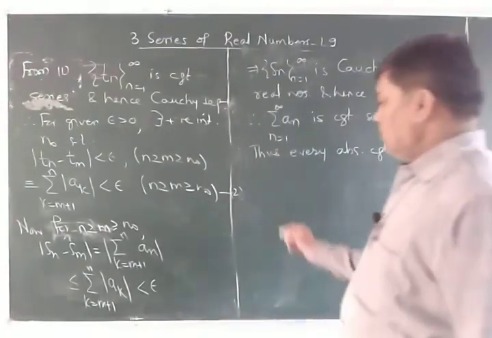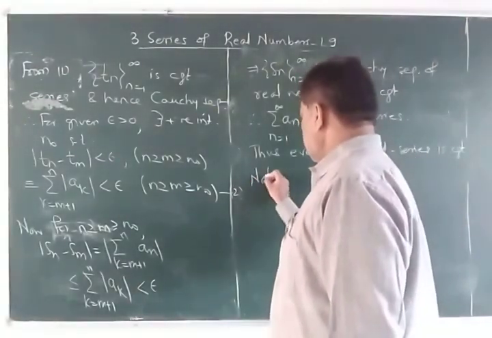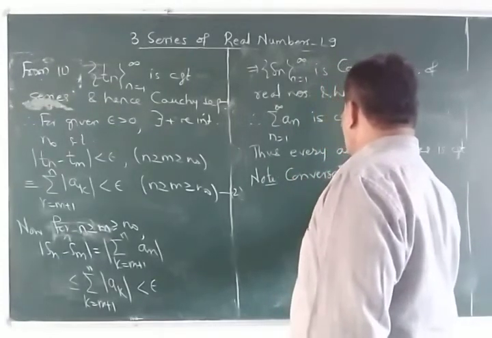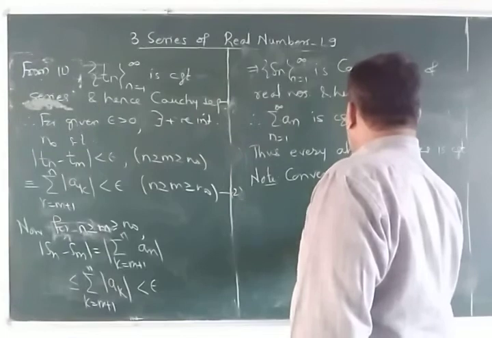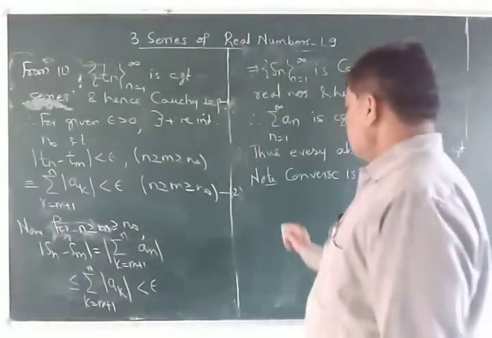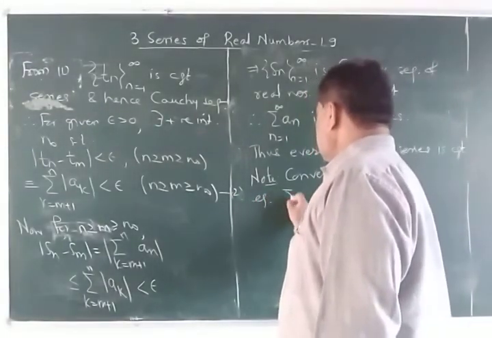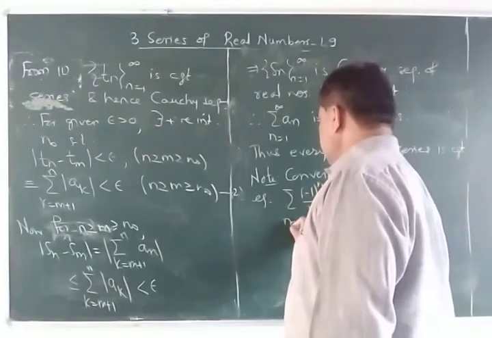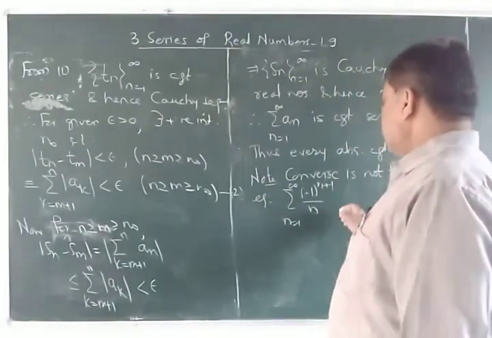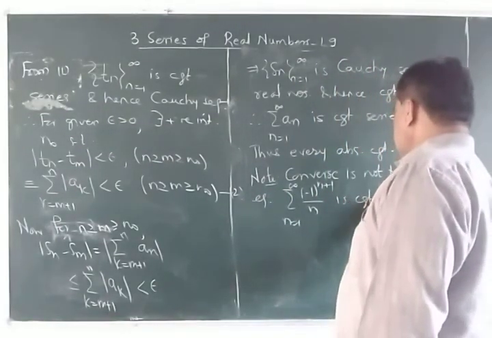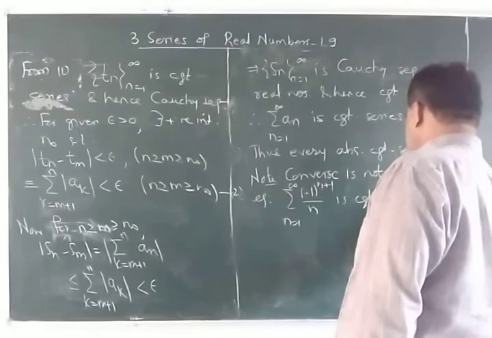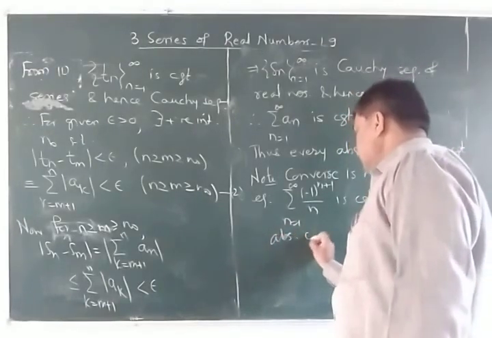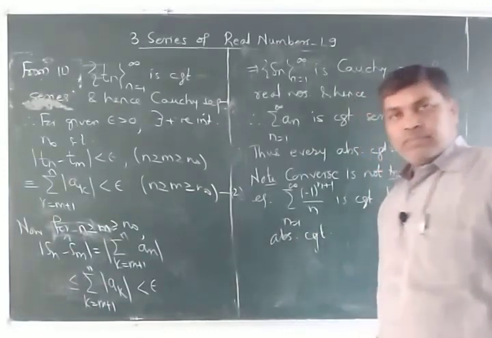Note, the converse is not true. Example: summation of minus 1 raised to n plus 1 upon n, n equal to 1 to infinity, is convergent but not absolutely convergent. Okay.